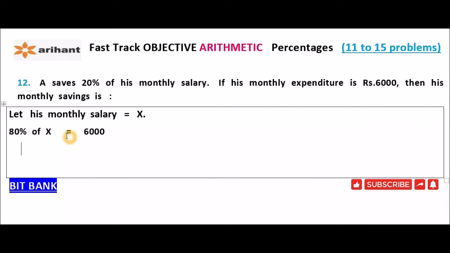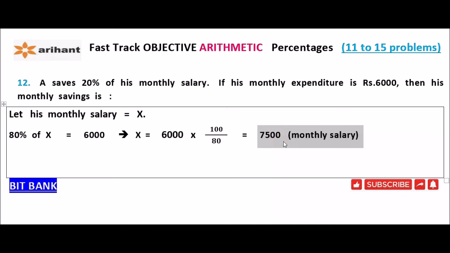So 80% means 80 by 100 into x is equal to 6,000. I want the value of x. If I send this 80 by 100 to the right side, it becomes reciprocal, 100 by 80. So x is equal to 6,000 into 100 by 80. After simplification we get 7,500. 75 80s are 6,000, and 75 into 100 is 7,500. It is the monthly salary of A.